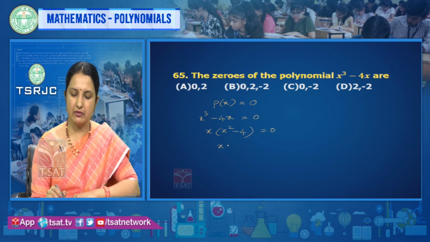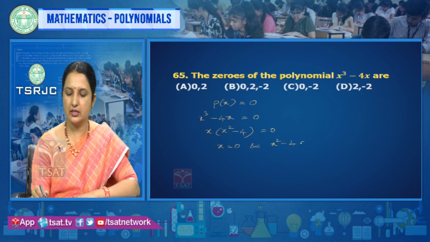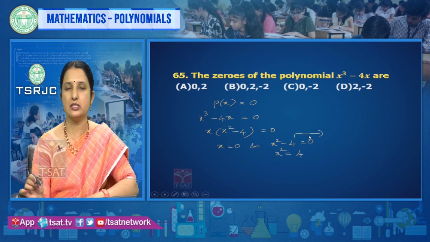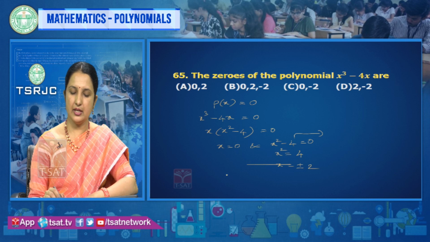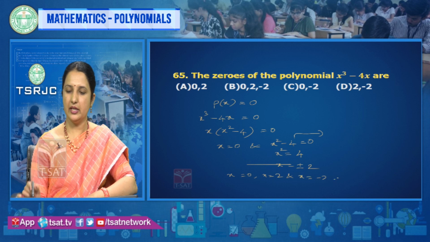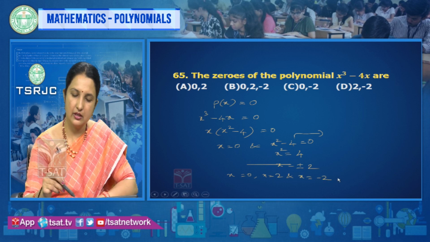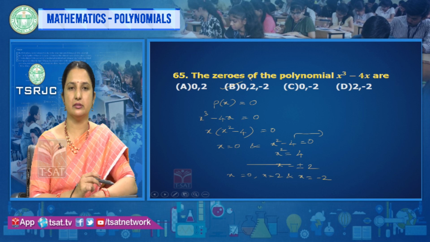That means x equals 0 and x square minus 4 equals 0. X square minus 4 equals 0, then x square equals plus 4. When this minus 4 comes to this side, it becomes plus 4. Then x equals plus or minus 2. So, what are the zeros? X equals 0, x equals 2 and x equals minus 2. So, option B is the correct one.